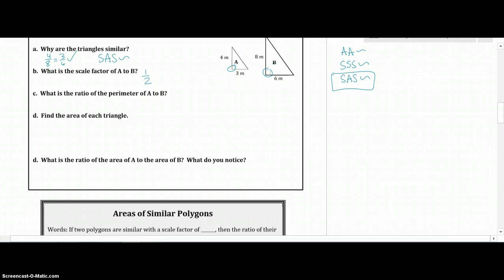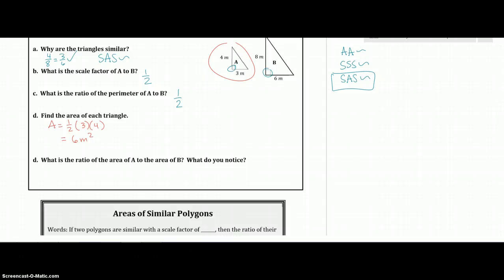It's just not reduced. So what is the ratio of the perimeter of A to B? If you recall, the ratio of the perimeter is the same as the ratio of the sides, so that is 1/2 as well. Okay, so let's talk about the area. Remember, area of a triangle is 1/2 base times height. So for the first triangle A, the base is 3 and the height is 4. 3 times 4 is 12, and 1/2 of that is 6, so we have 6 meters squared.